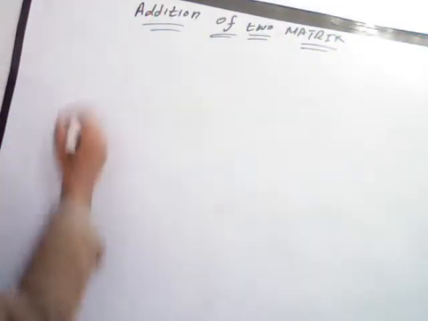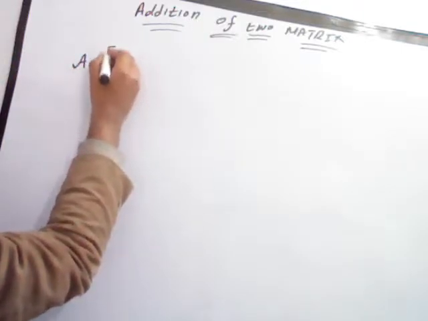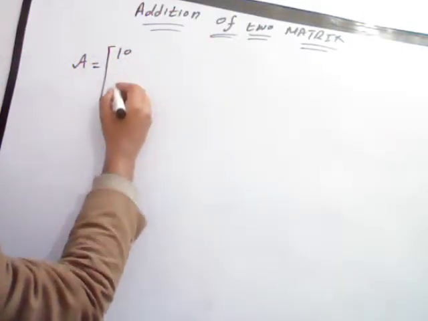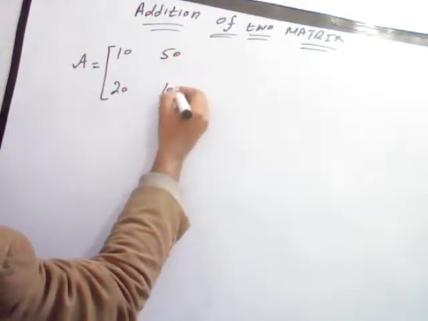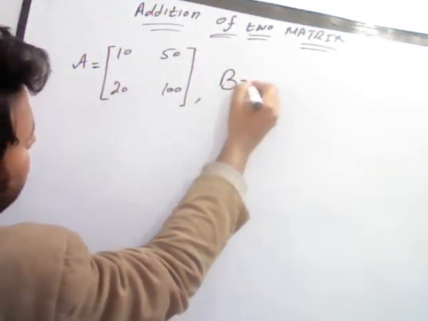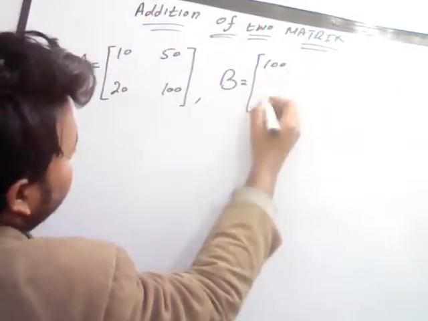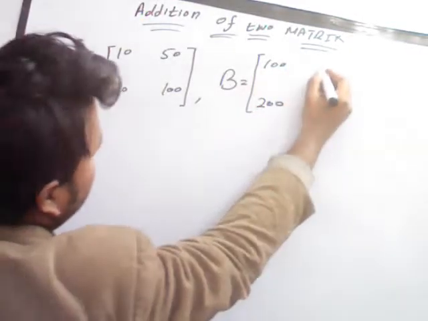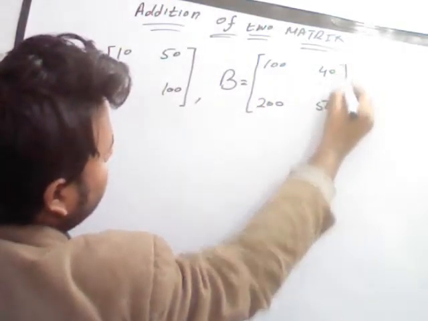A equals 10, 20, 50, and 100, and B equals 100, 200, 40, and 50. So how can we add two matrices?